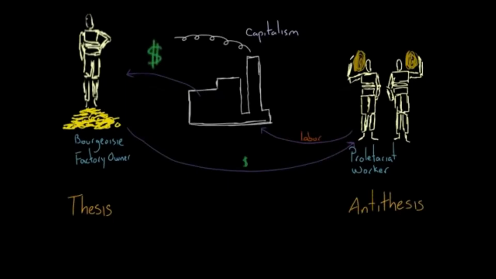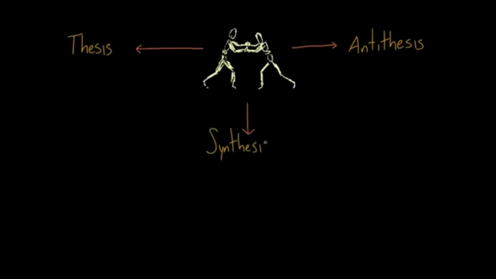The thesis and antithesis can't exist together peacefully. One side is quite happy with the status quo and wants to leave things the way they are. The other side is looking for change because they really aren't so happy with the current state of things. The struggle between the two sides would eventually lead to a compromise, or a synthesis of the two, resolving the tension between them by creating a new state.